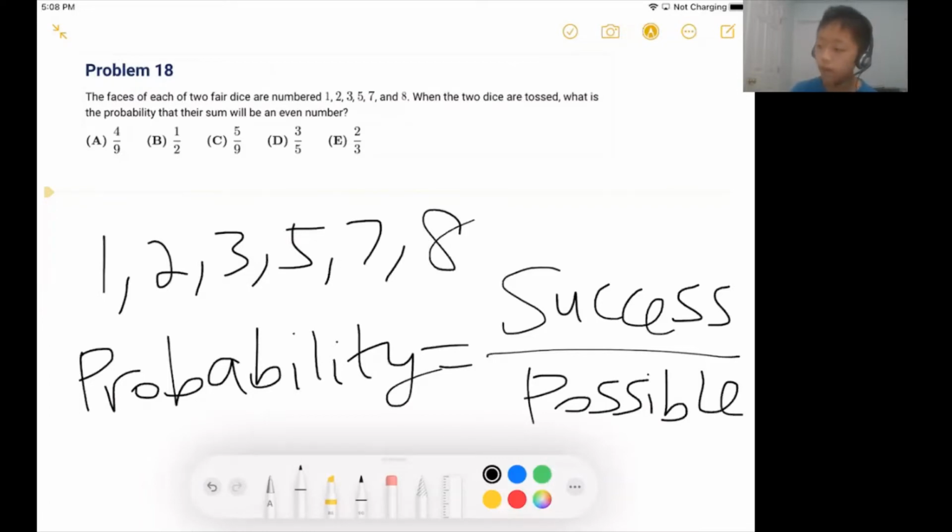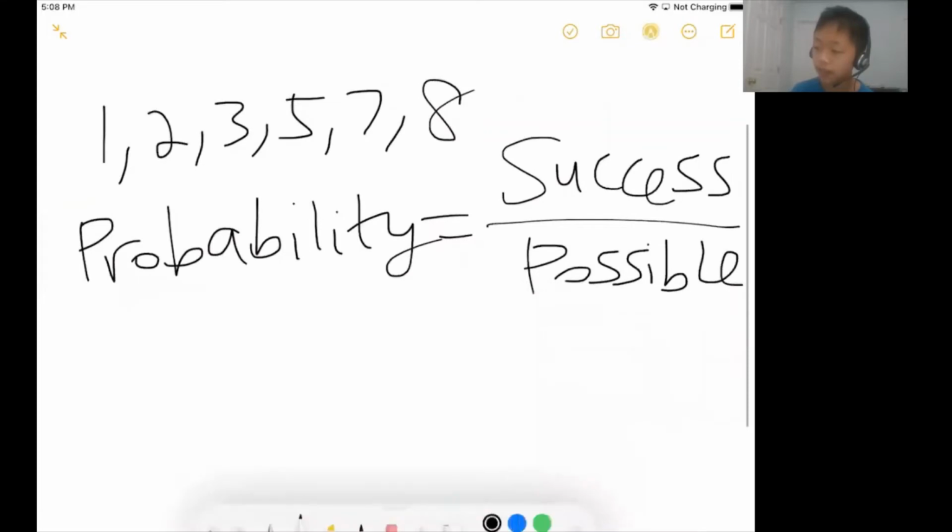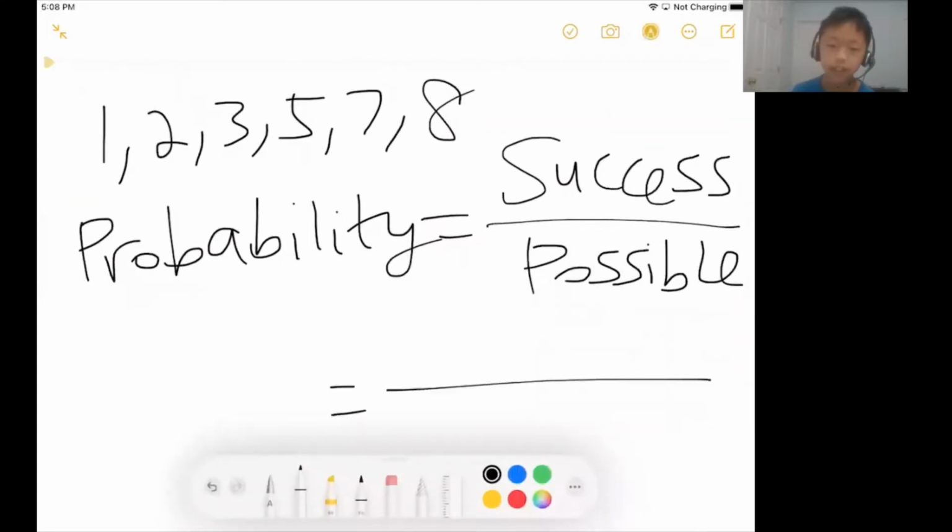So the total number of possibilities is pretty easy because each die can show 6 different possible numbers. And since you're rolling 2 dice, then you would just do 6 times 6 for the possible rolls. And for the success, we need the sum of the two numbers to be even.